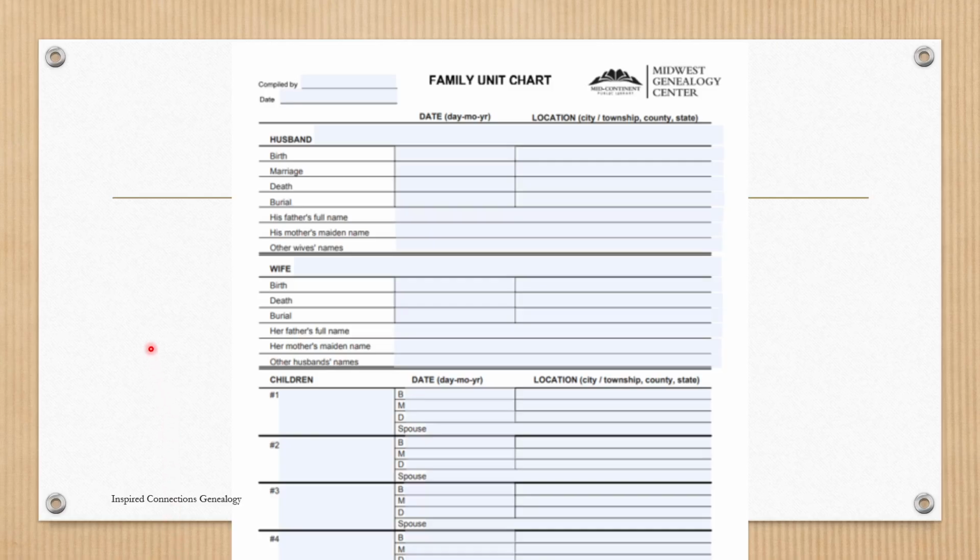So you'll see on here that we have an area for information collected about the husband and information collected about the wife. Birth, death, burial information and marriage information, name of the husband's father and mother, as well as the wife's father and mother, and then other wives or other husbands that this person might have had. And then down below we have space for each of the children that were born to this couple, and some birth, marriage, and death information for the children.